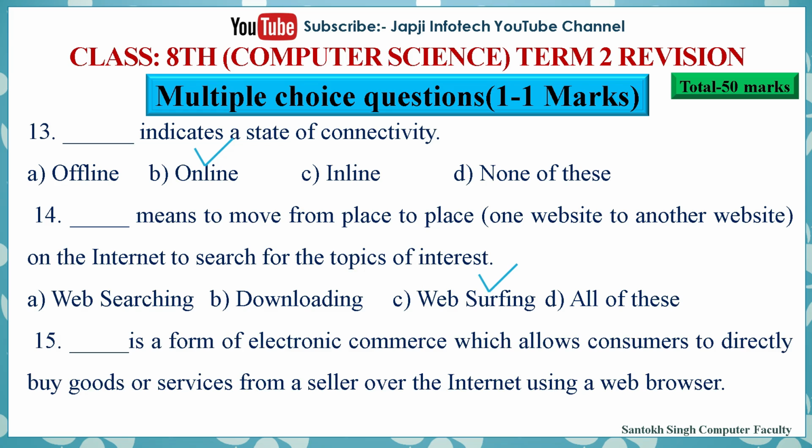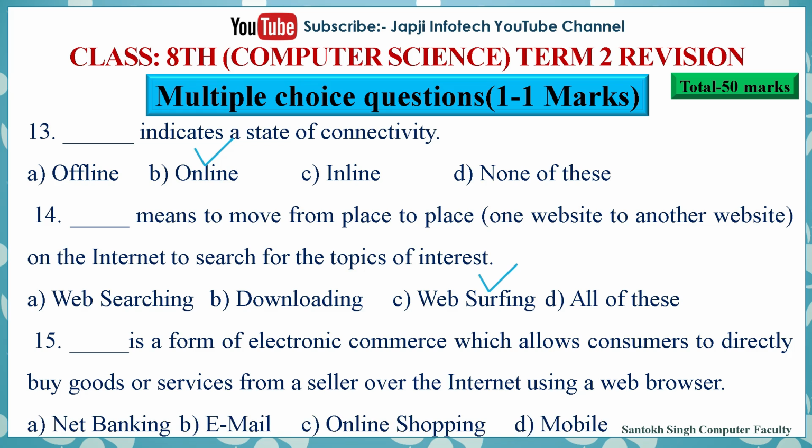And 15th one is dash is a form of electronic commerce which allows consumers to directly buy goods or services from a seller over the internet using a web browser. And their options are net banking, email, online shopping, and the last one is mobile. And the right answer is online shopping is a form of electronic commerce which allows consumers to directly buy goods or services from a seller over the internet using a web browser.